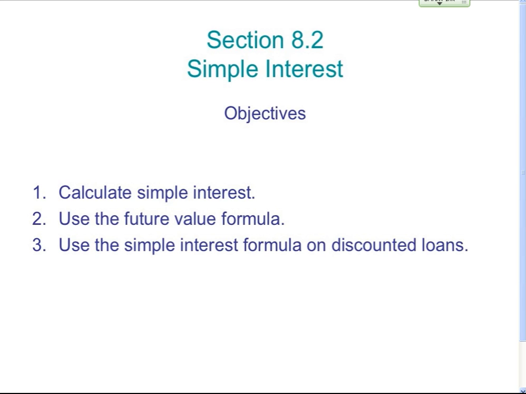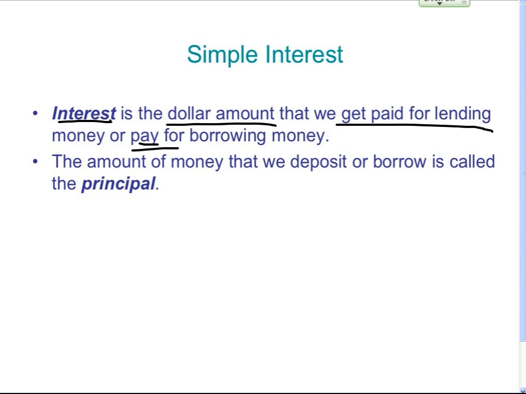This is section 8.2. We're going to be talking about simple interest. Interest is the dollar amount that we get paid for lending money or that we have to pay for borrowing money. So we talk about interest in both ways, money that we get or money that we have to pay. The amount of money that we deposit or borrow, depending on the situation, is called the principal.